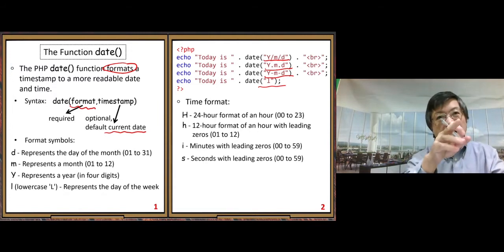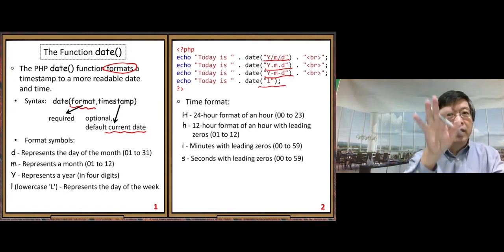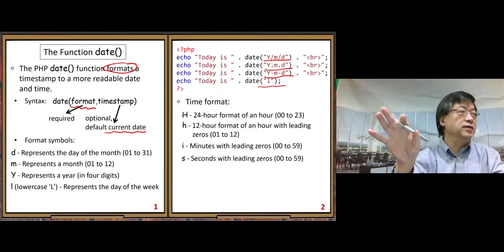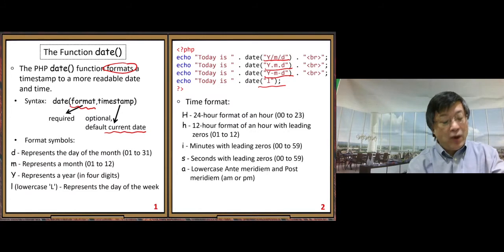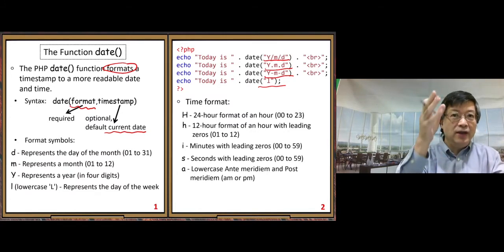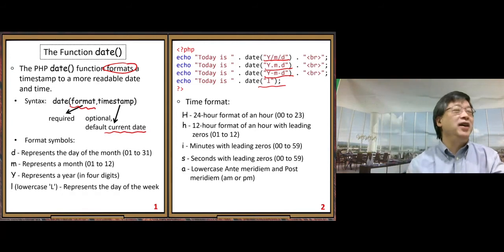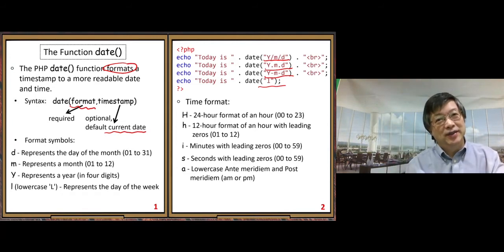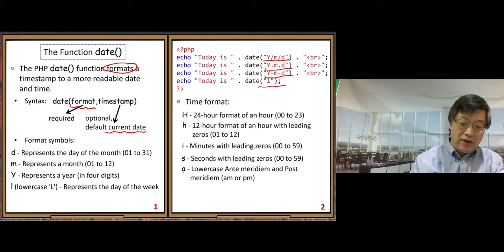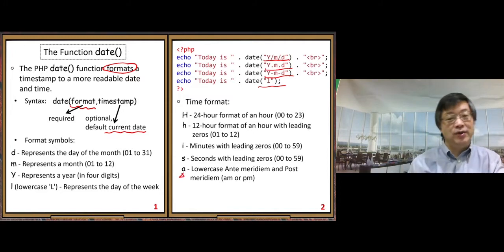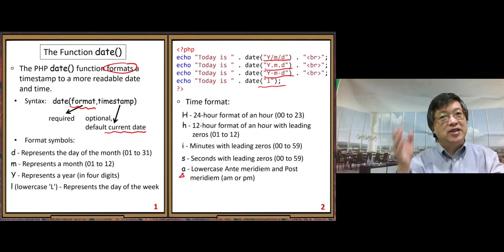Next one, little s, seconds, with leading zeros. Straightforward. Next one, little a, lowercase, AM, PM, right? So I do not want to pronounce the whole thing. So AM, PM this time, just that little a. Okay? Straightforward.